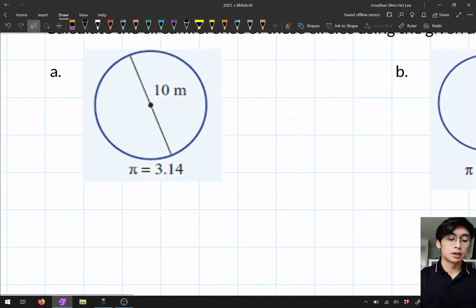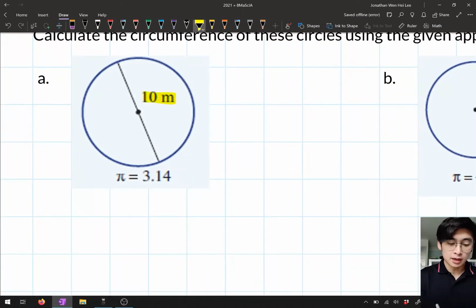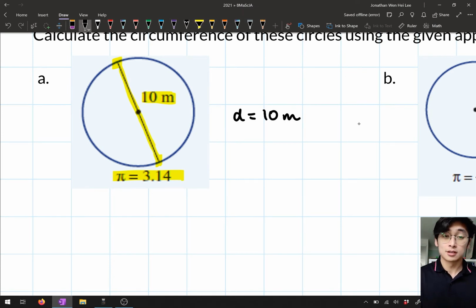So let's have a look at this first one. Here we've got a measurement of 10 meters, and we want to use pi is equal to 3.14. Now, here we want to first check, is that a radius or diameter? If you have a look here, we're going from edge of my circle to edge of my circle, and we pass through the center. So this is a diameter. So I'm going to write here, D is equal to 10 meters.